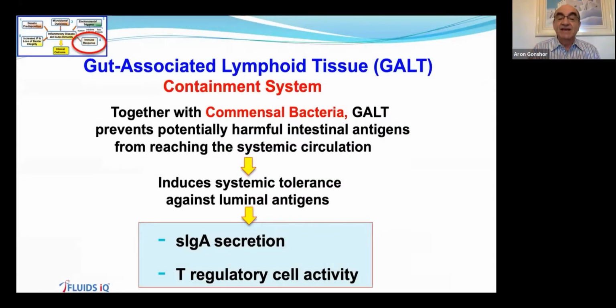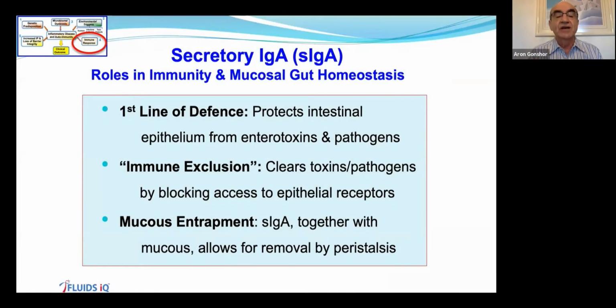And part of that gut-associated lymphoid tissue is as a containment system, because together with commensal bacteria, the good bacteria, that is what is able to keep potential harmful antigens, food antigens, you name it, from entering into the systemic circulation and causing problems. And what is one that I would like to stress today, and that is secretory IgA, one of the immunoglobulins that sits within the area of the lumen of the gut. And it is the first line of defense.